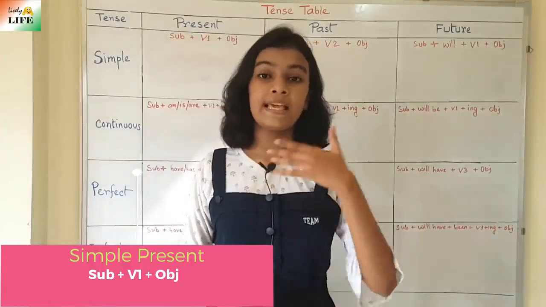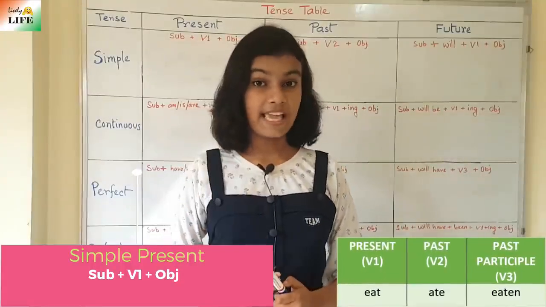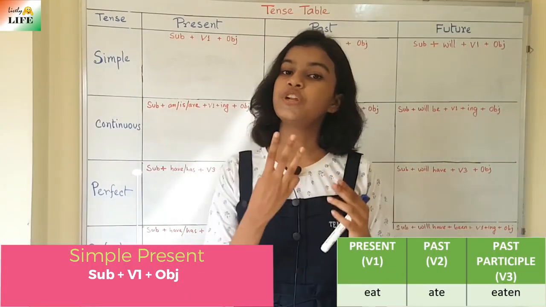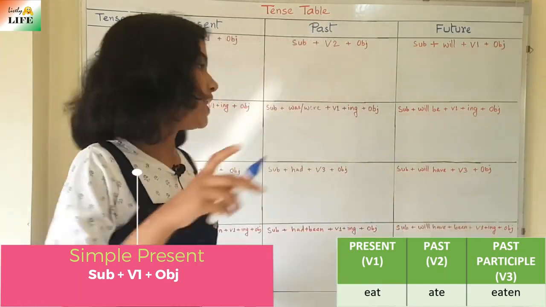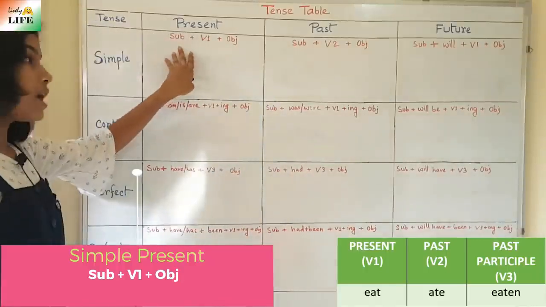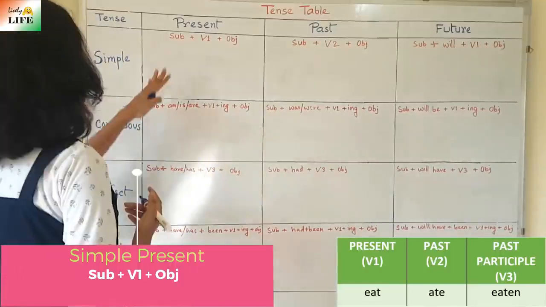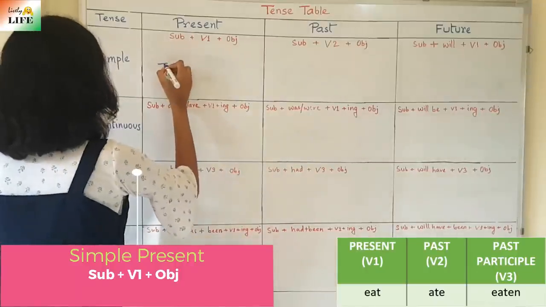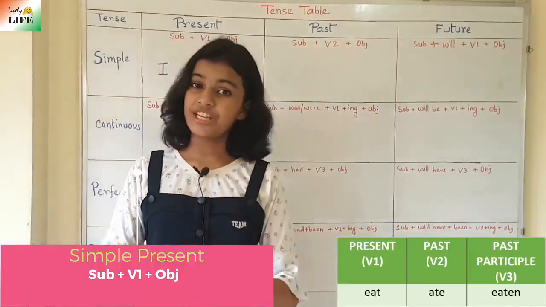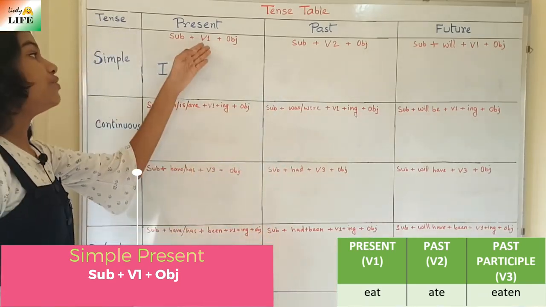For example, let's take eat. So first form is eat, second form is ate, and the third form is eaten. So like this, every verb has 3 forms. In present tense, we have to use the first form. So the subject, first form, and then the object. Let's take an example. First is subject. Let's take I. The subjects are what? I, we, he, she, it, they, or anyone's name. These are the subjects. And then the V1 form.